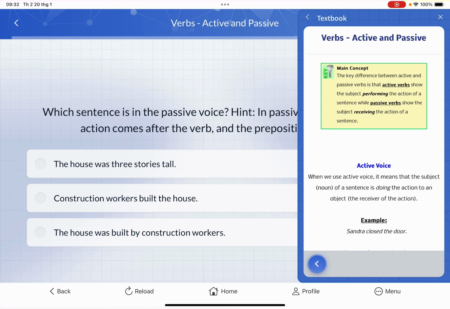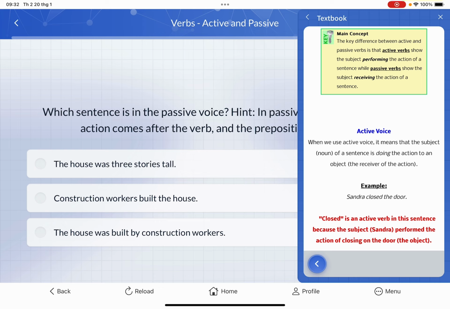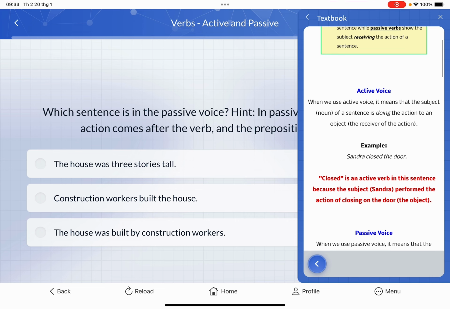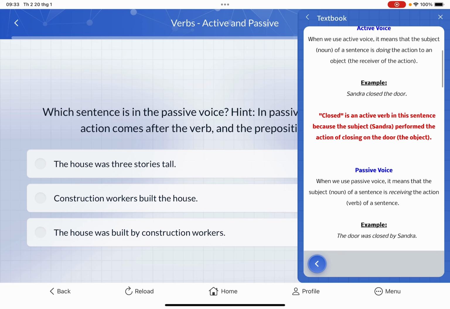We can also call active verbs active voice and passive verbs passive voice. When we use active voice, it means that the subject, or the noun, of a sentence is doing the action to an object, which is the receiver of the action. For example, Sandra closed the door. In this sentence, closed is an active verb because the subject, Sandra, performed the action of closing the object, which is the door.